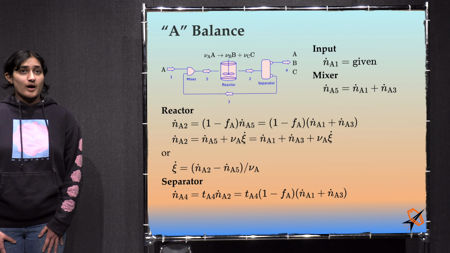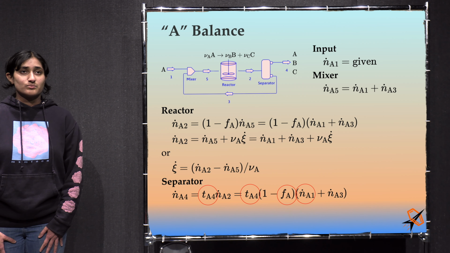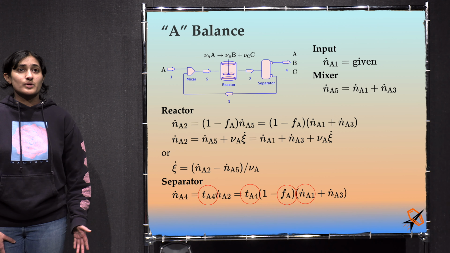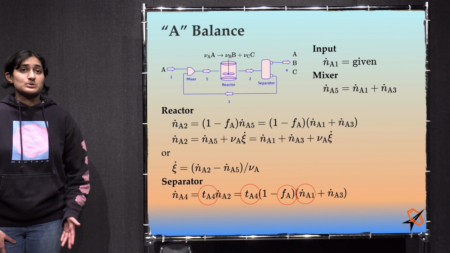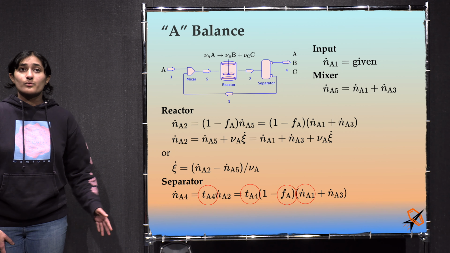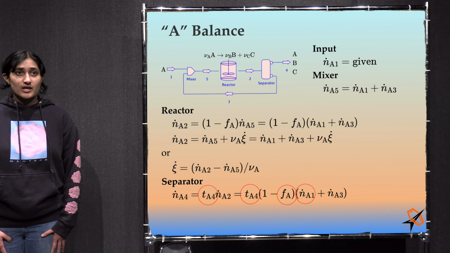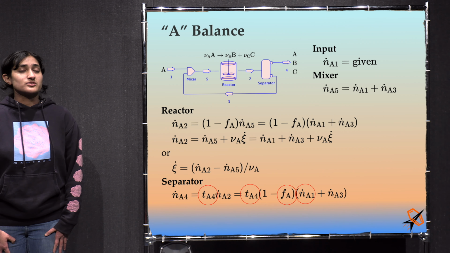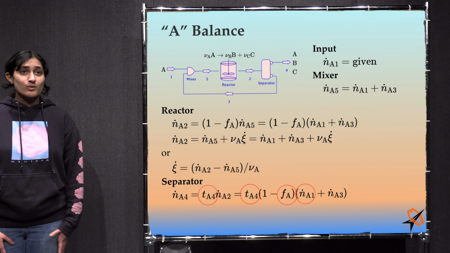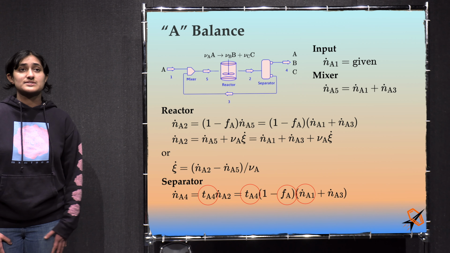In the separator, the output of A in stream 4 is the split fraction times the input from stream 2, or, substituting from the reactor equation, which was in turn substituted into from the mixer equation, we have the split fraction times 1 minus Fa times the sum of n.A1 and n.A3. We know the split fraction, the fractional conversion, and n.A1, so we're left with one equation and two unknowns.